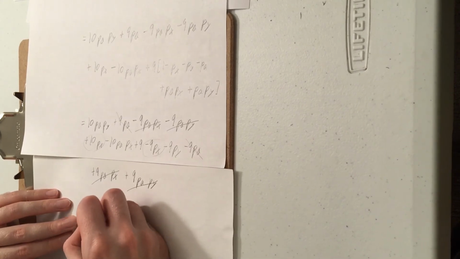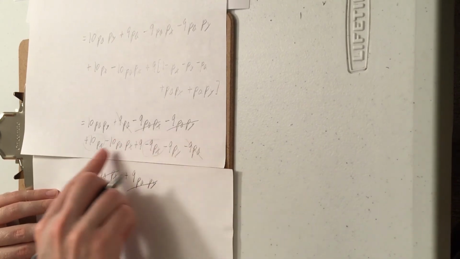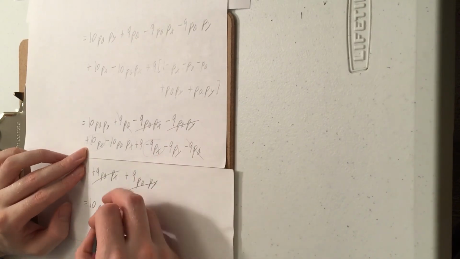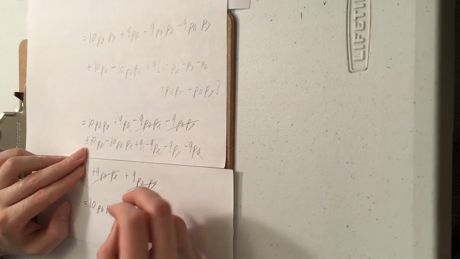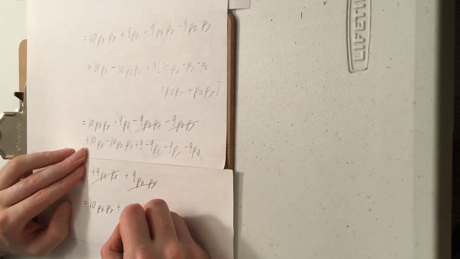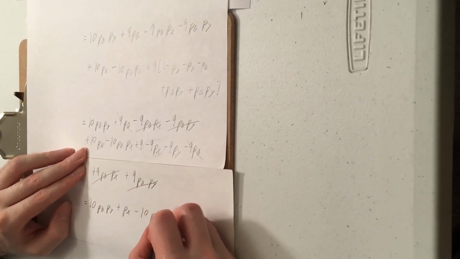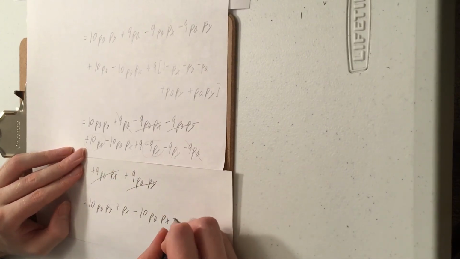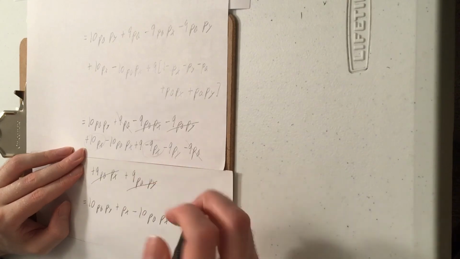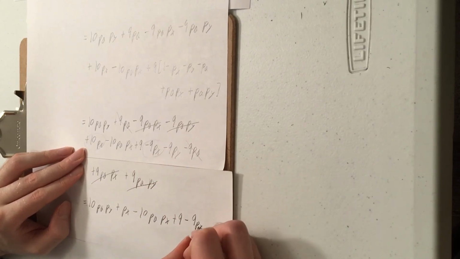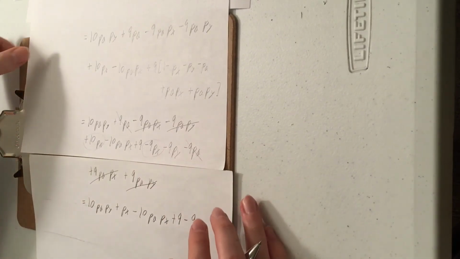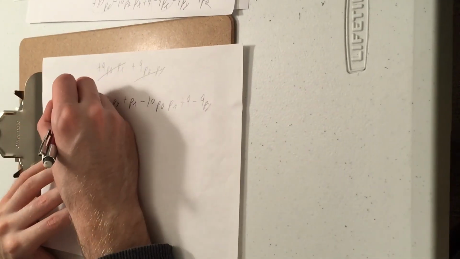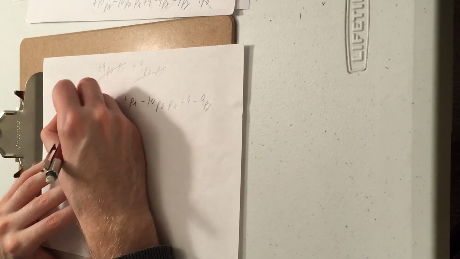So I have 10 PA PY, and those guys all cancel. Plus 10 PX minus 9 PX will be plus PX. Minus 10 PA PX, plus 9, minus 9 PY. And that's Yusuf's expected payoff.